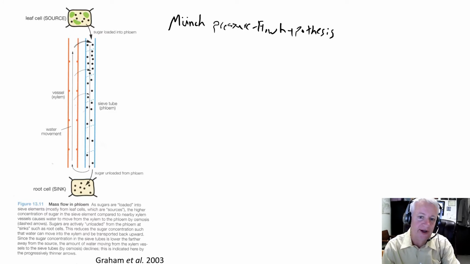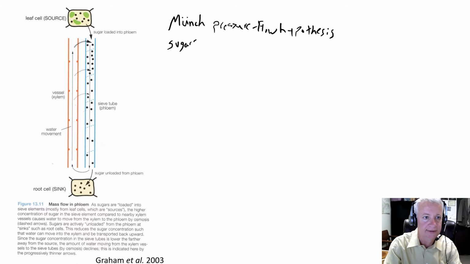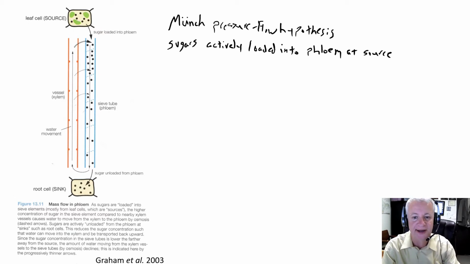So Munk pressure flow, basically you can think about this as a series of events or steps that happen. And the first is sugars are actively loaded into the phloem at the source. Okay, so there's some active process, and we'll talk about phloem loading in a minute. When I say active, I mean energy requiring process by which sugars are loaded into the phloem at the source. So that's active.